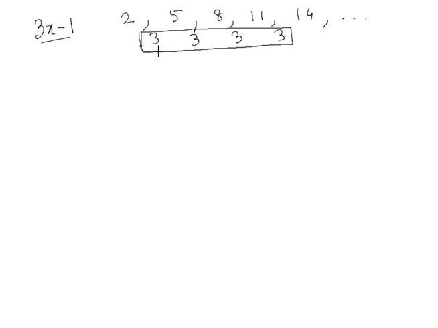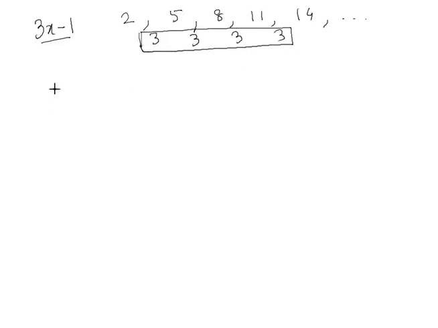Now if I take 3x minus 1, the first term would be what? 3 into 1 minus 1, that is 2. Second term, you can calculate it yourself. It would be 5. Then you have 8, 11, 14, and so on, right? Keep on substituting x equal to 1, 2, 3, 4, and so on. Now, if you observe, the differences are constant, right? The first level difference, that is what I call them, is constant. So you take the differences of the terms, and that is constant itself.